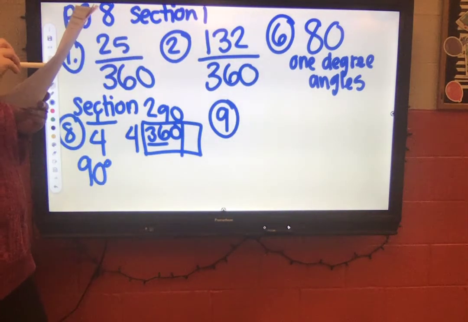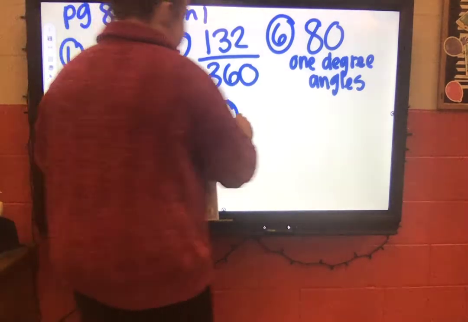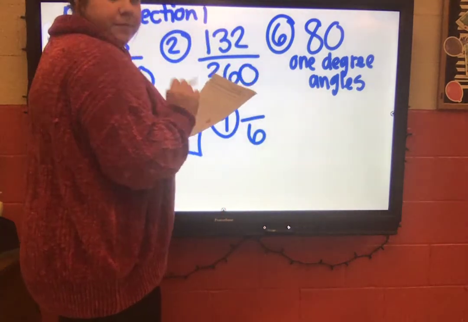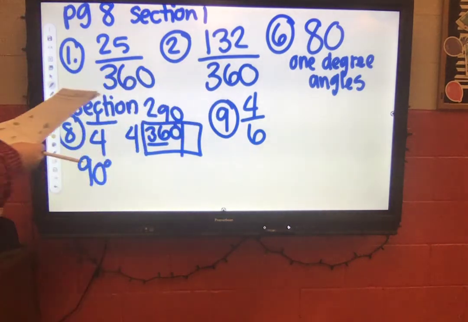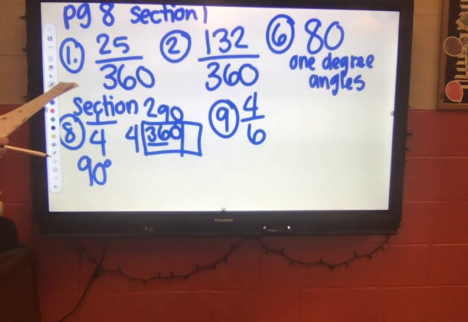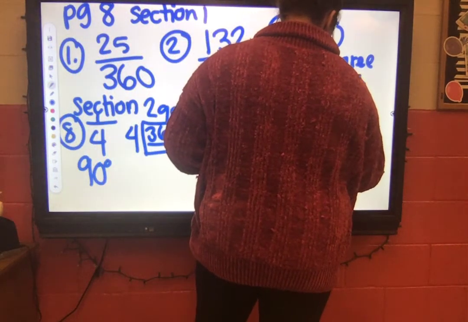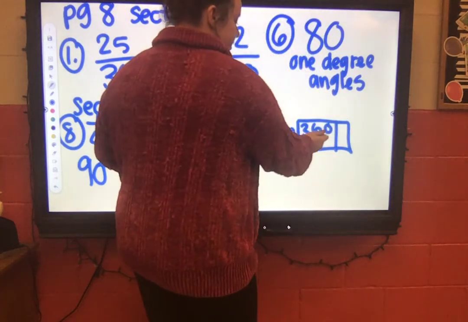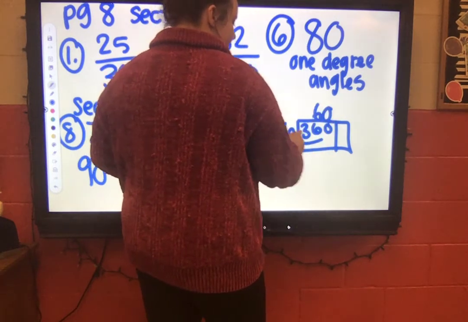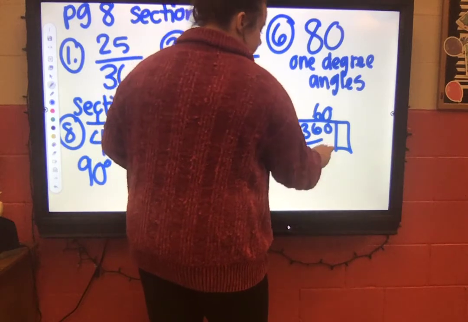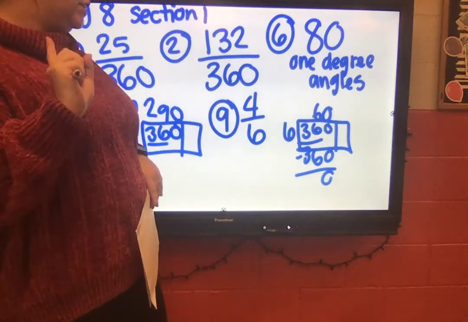Number 9. Fraction of the circle is, so we have 6 total pieces. How many are colored in? 4. So we should have 4/6. And then we're going to divide 6 into 360. 6 goes into 36 6 times. 6 goes into 0 0 times. 6 times 6, 36. 0 times 6, 0. Subtract it, 0. So for one of the degrees, it would be 60.